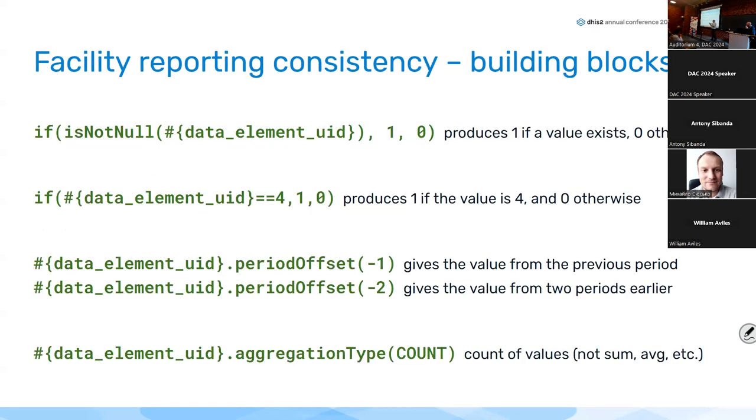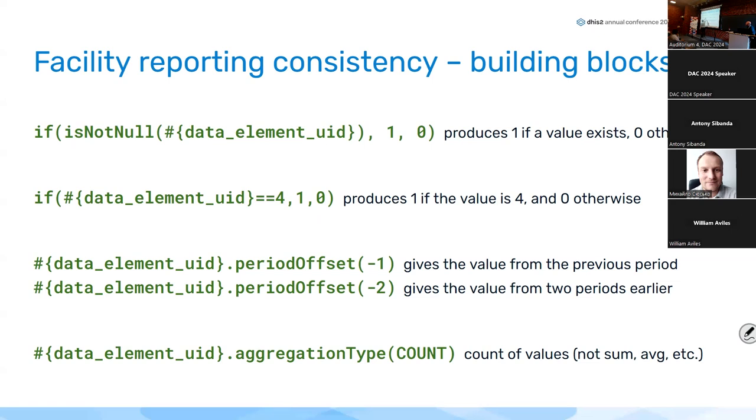Some other building blocks before we get to the full-blown example for data element completeness. You can use the if function. It works just like the Excel function. If something tests, then the value of true and the value of false. So you can say if some data element is not null, if it's present, then have a one, otherwise a zero. So you can use this to count things. And the data element can be a data element, or it can be data element dot disaggregation. So you can find, you know, the number of new cases for male under five, the number of new cases for female under five, whatever you want to do there.